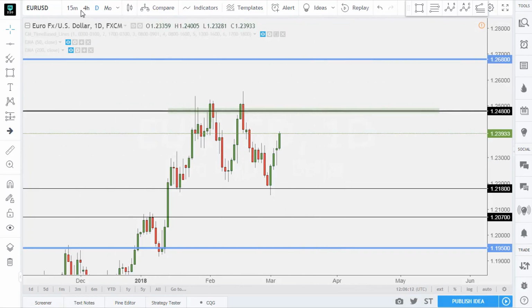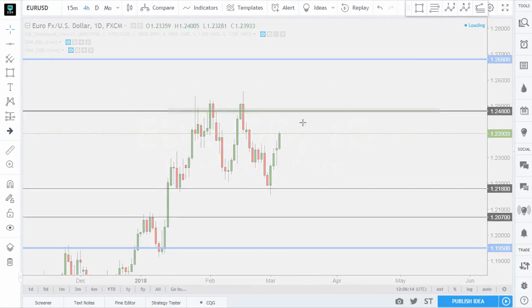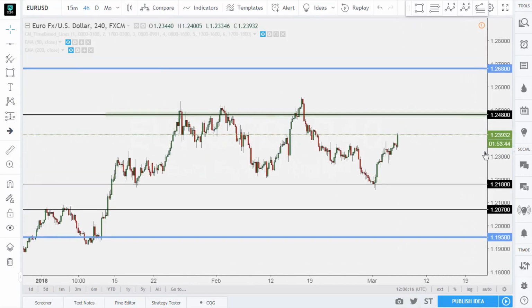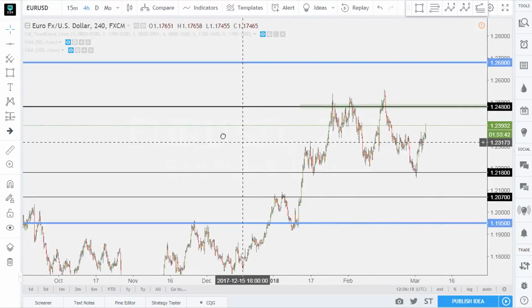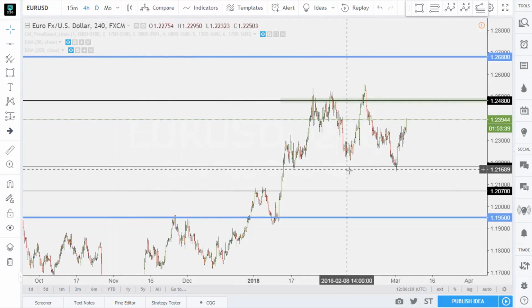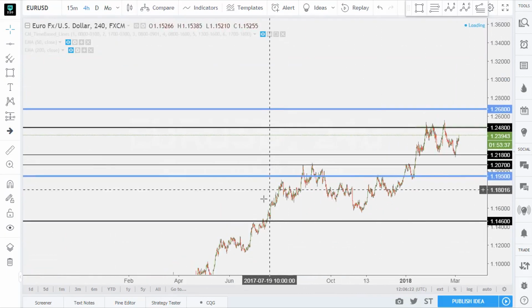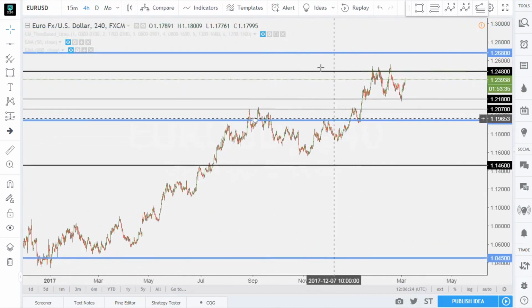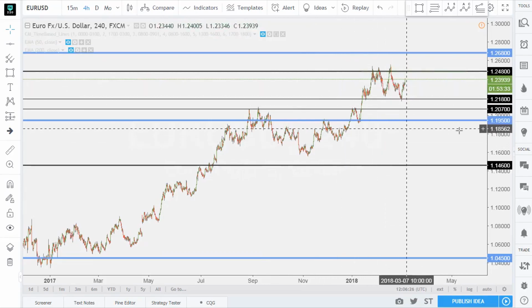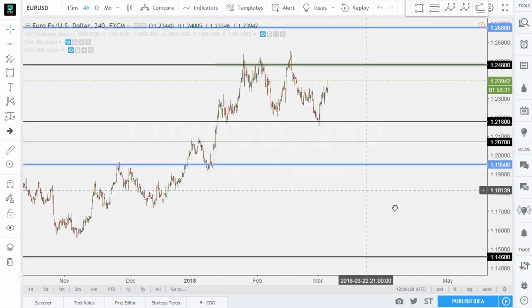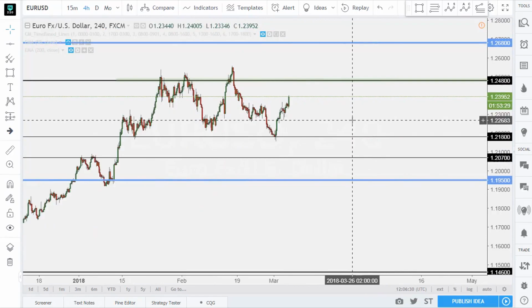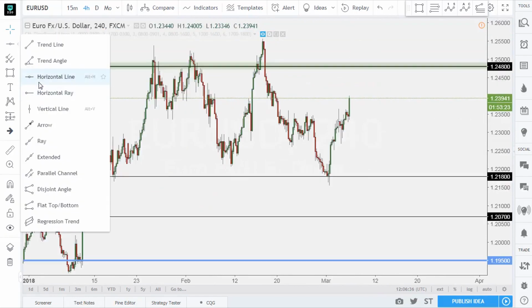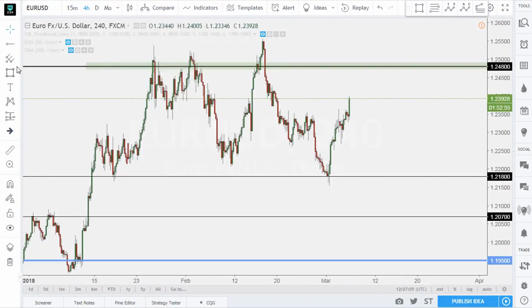which is the 4 hour, and we look to do the same thing. When it comes to the 4 hour, you don't have to go all the way back like years ago. You just have to analyze where price is trading right now. So same thing, you will find zones where price respects them, and you can highlight them with horizontal lines or the rectangle tool, however you like.